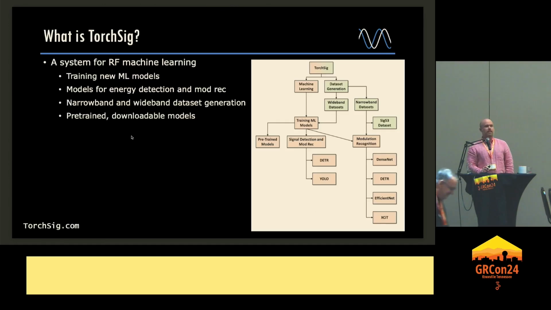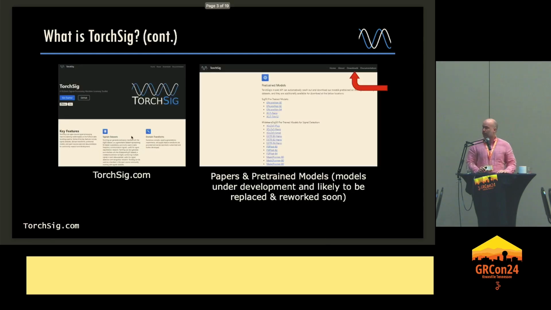So TorchSig, the core idea is that it is a system for RF machine learning. There are two main branches if you really break it down. There's the machine learning side: what the models are, how you train them, those interactions. And there's also the signal generation. We'll talk about that a little more, but it's all the different datasets we can generate, the different formats, and TorchSig puts all those pieces together to make a machine learning system.